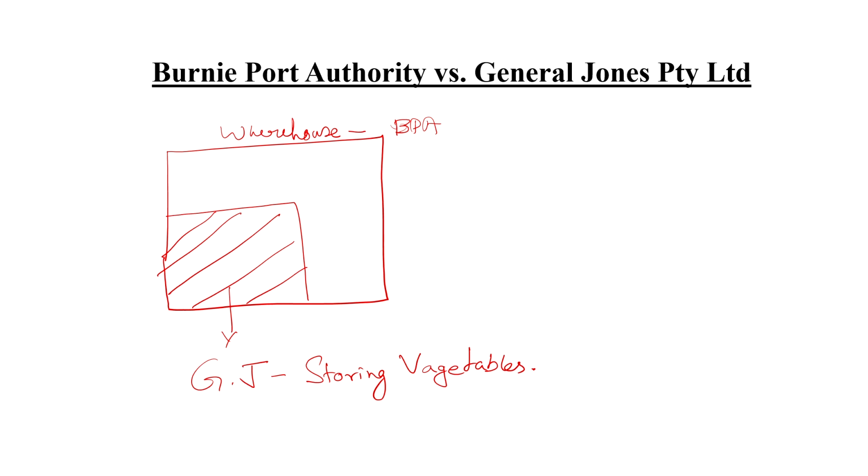Now, BPA decided that apart from General Jones, there are many other companies who are requesting an extension of this cold storage facility. Therefore, they required to construct more cold storage. So, they decided that at the top and at this side they will develop a number of more cold storages. For this purpose, they hired an independent contractor and gave the responsibility to construct. Now, the independent contractor started its work.